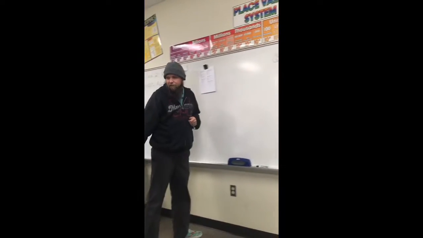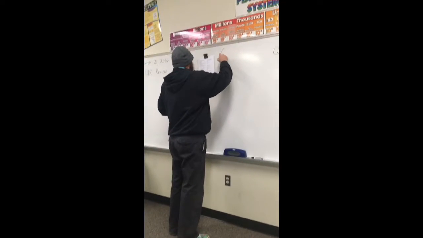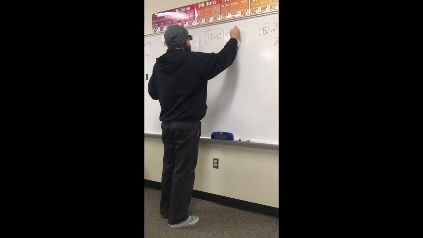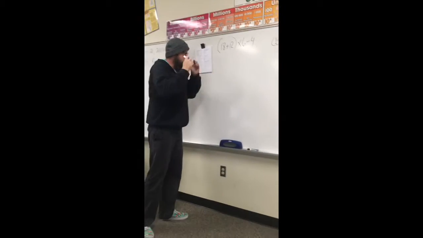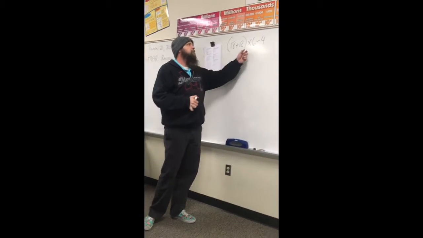Let's look at answer choice C. Okay, so we have parentheses, 18 plus 12, close parentheses, times 6 minus 4.